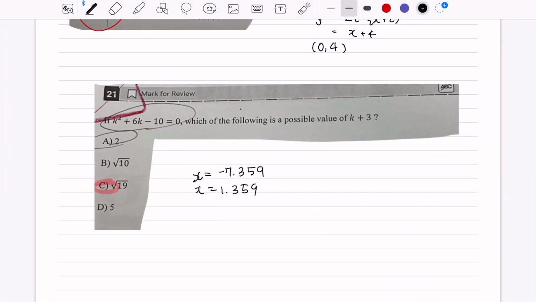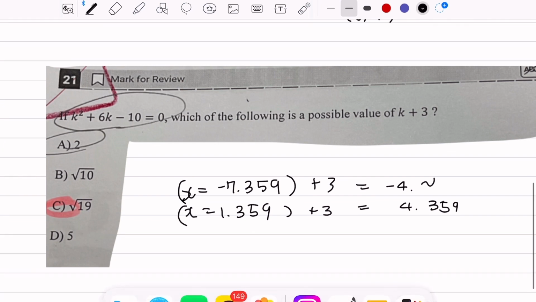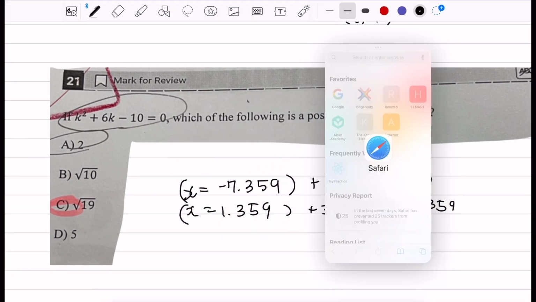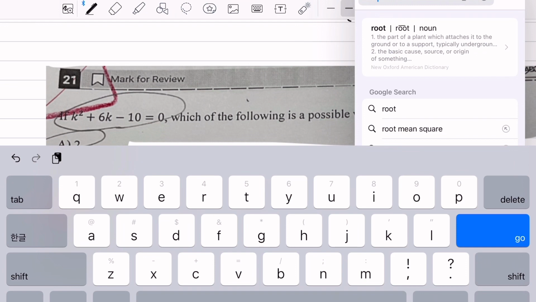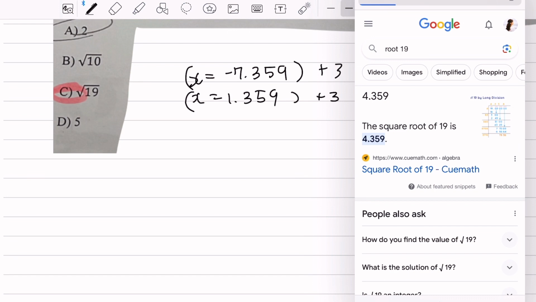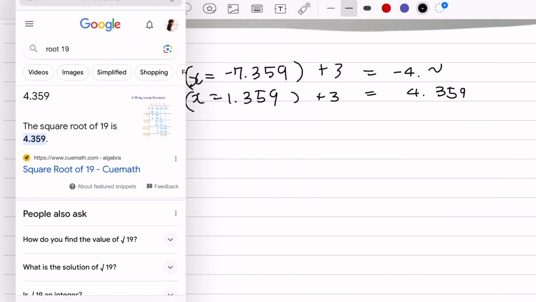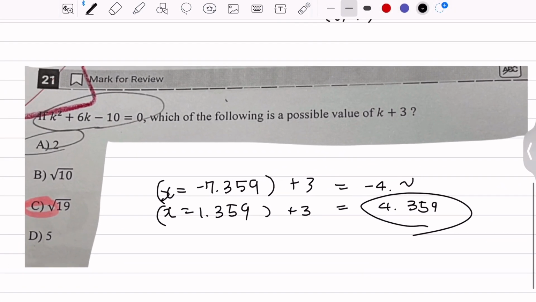Then we have to add 3 to each of the x values. So it would be minus 4 point something, and it would be 4.359. And if you put root 19 into the calculator, it comes out as 4.359, which is equal to this value. So the answer is C.